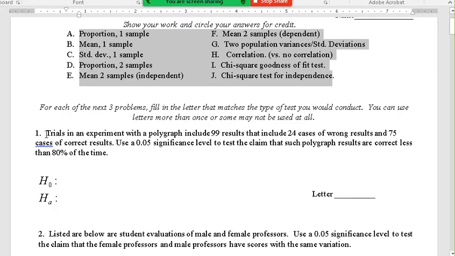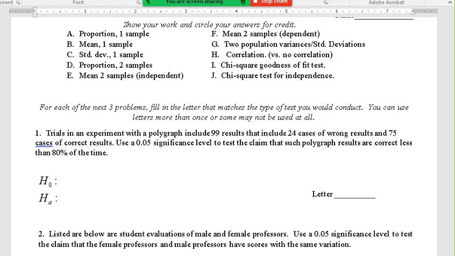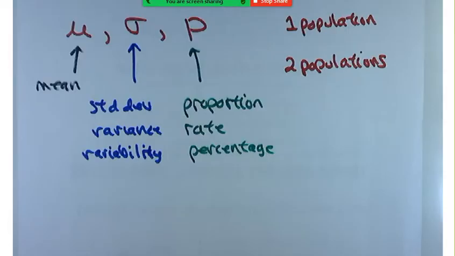So in problem number 1, it says trials in an experiment with a polygraph include 99 results that include 24 cases of wrong results and 75 cases of correct results. Use a 5% significance level to test a claim that such polygraph results are correct less than 80% of the time. So right there, correct less than 80% of the time, that's telling you the parameter that you're testing in this case. So what parameter am I testing here if I'm going to be right less than 80% of the time?